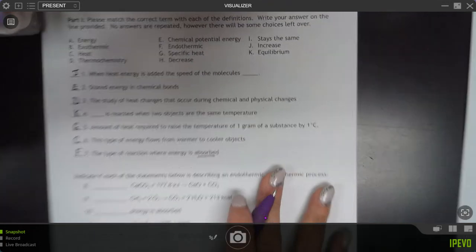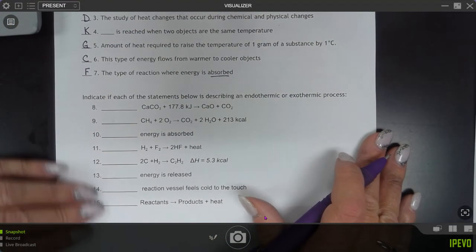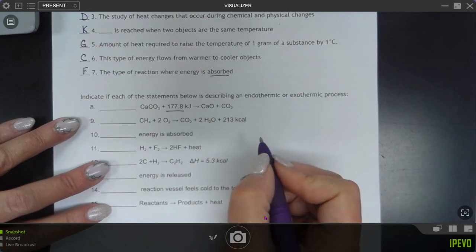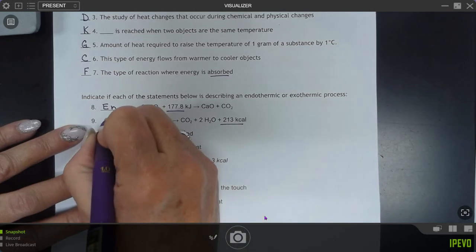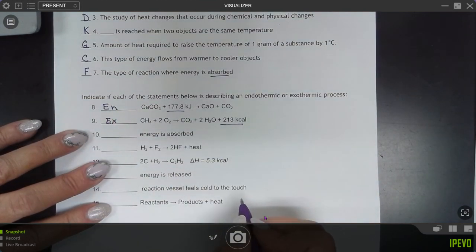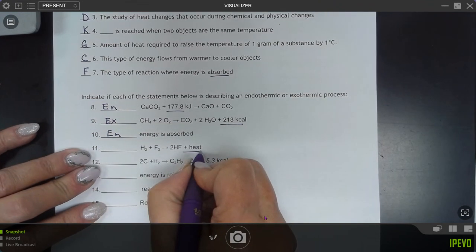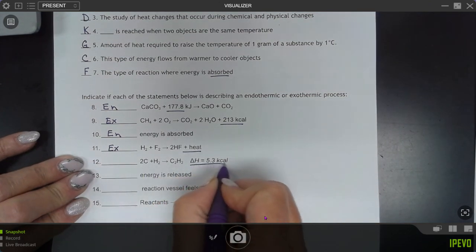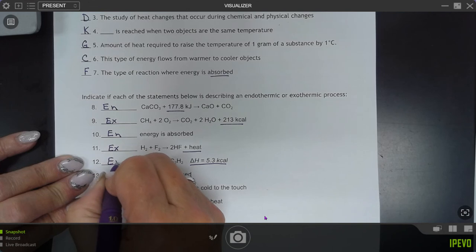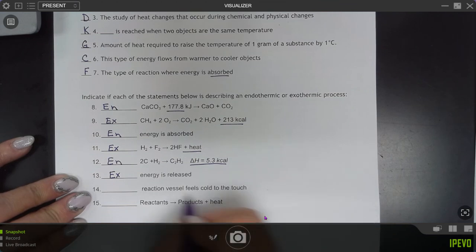Okay. On the bottom, I wasn't very creative. As I was making my key, I realized that I want every other one. So if energy is on the reactant side, that is endo. If energy is on the product side, that is exo. Energy absorbed is endo. We have heat on the product side, that is exo. Delta H is positive, that's endo. Energy is released, exo.